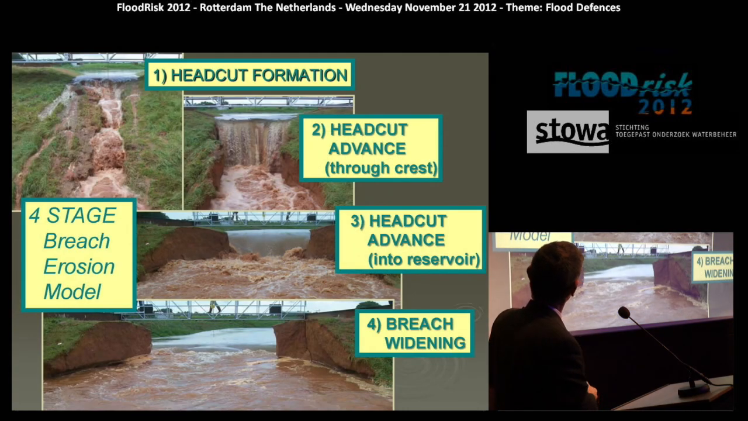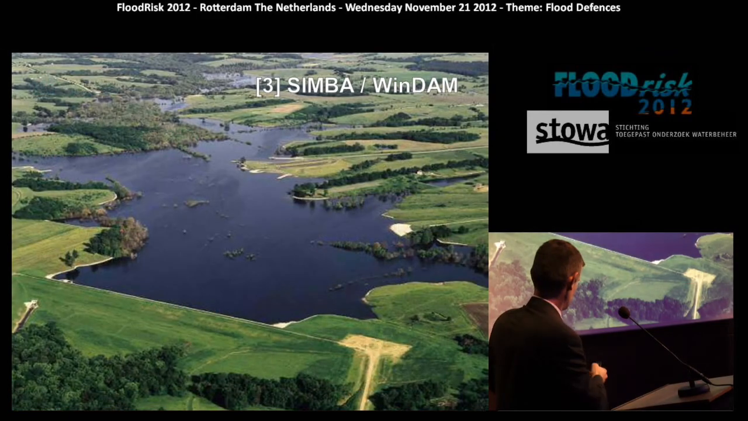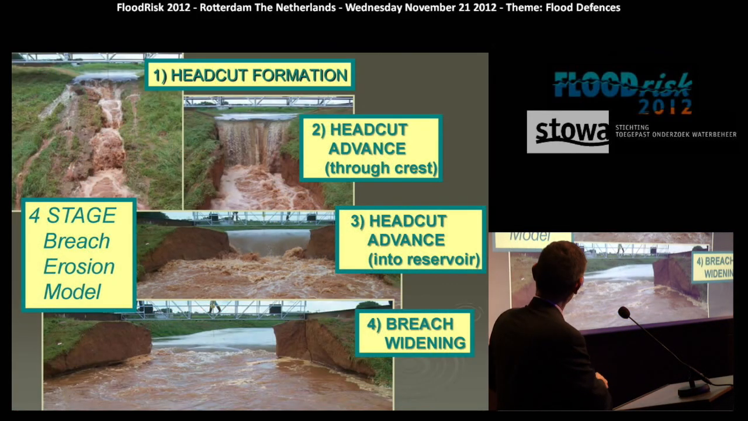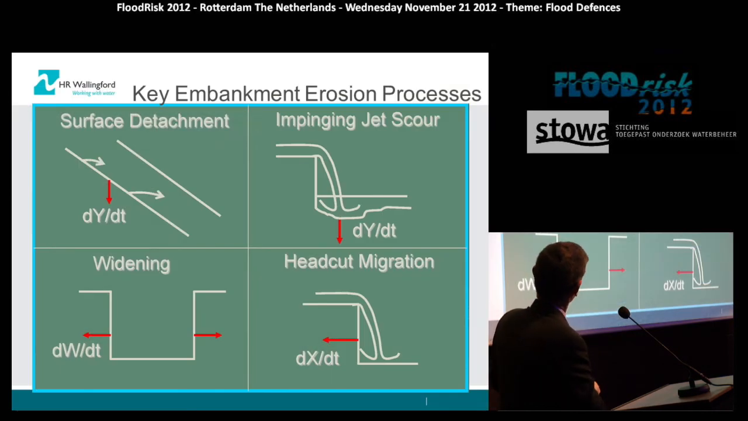Head cut formation processes, just a quick update, basically you'll get failure of the surface, you start to form steps, the steps cut backwards, it cuts through the upstream slope, and then you have lateral widening. So the Simba model basically replicates those processes.